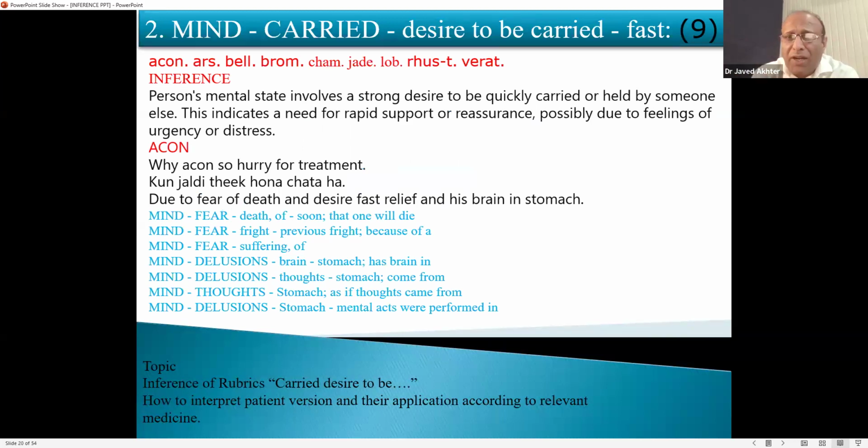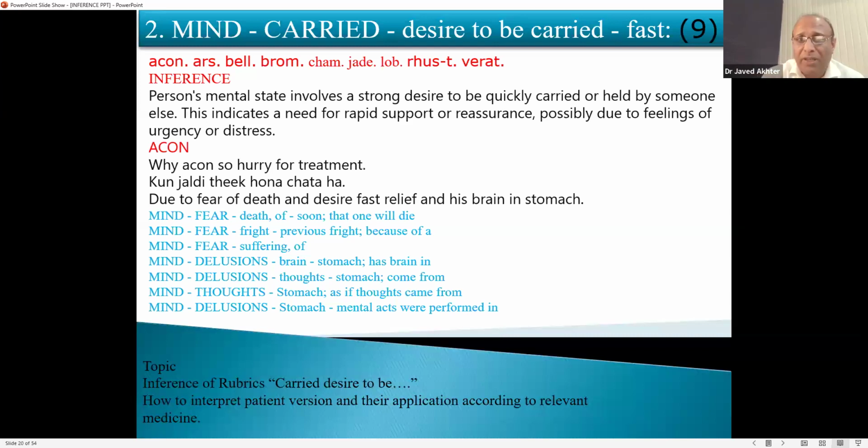The person's mental state involves a strong desire to be quickly carried or held by someone else. This indicates a need for rapid support or reassurance, possibly a feeling of urgency, distress. Basically, the patient wants, cure me right now, cure me quickly. The patient says, I want to get better quickly. There are nine medicines upcoming for this patient who visited you and says, Doctor Sahab, I need to get better right now.